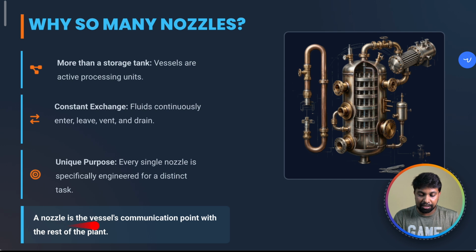This one is an important statement. A nozzle is the vessel's communication point with the rest of the plant. All the process fluids from different kinds of pressure vessels or any other tanks or heat exchangers are communicated via nozzles. That's why we need nozzles in each and every pressure vessel, heat exchanger, storage tank, whatever you design as static equipment, you need to have a nozzle.